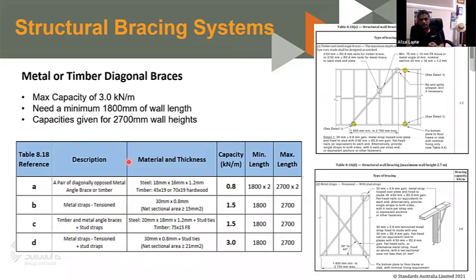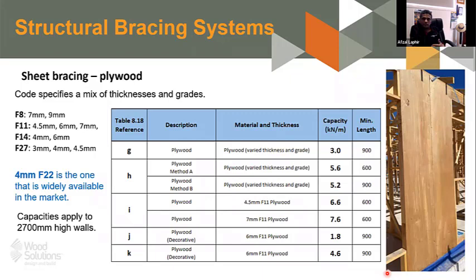Then Table 8.18 specifies sheet bracing as well. So we'll start off with plywood. There are types G, H, I, J, K, a few types of plywood bracing units specified. The J and K are basically decorative, but I don't see them being used in a structural application these days much at all. Perhaps in commercial buildings, maybe. So we'll focus more on the G, H and I. You find that there's a mix of grades and thicknesses.